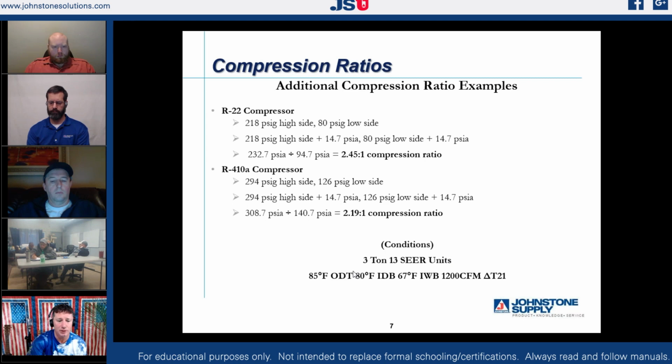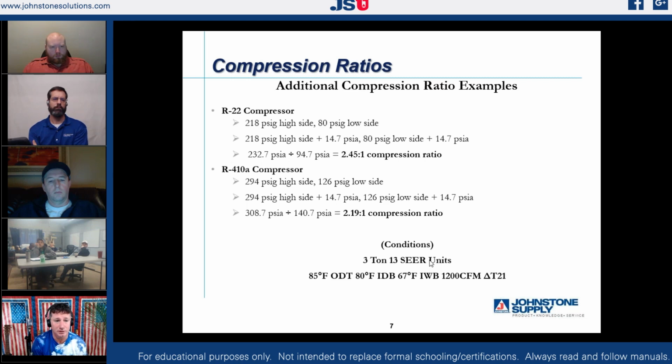So I'm simply going to put an R22 3-ton unit up against an R410A unit, and I'm going to compare them, right? I have an 85 degree outdoor temperature, an 80 degree indoor dry bulb, and a 67 degree indoor wet bulb. I've got my blower set at 1200 CFM, and I have a temperature differential split of 21 degrees on both of these systems. So either one of these systems installed in a house is going to be performing at 3-ton capacity.